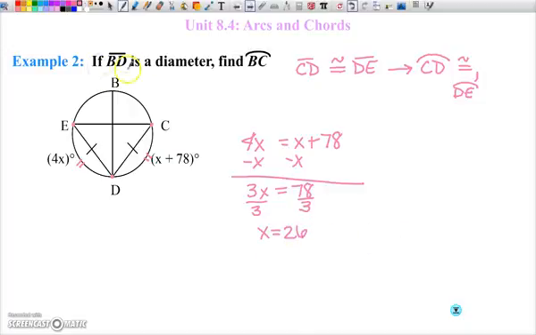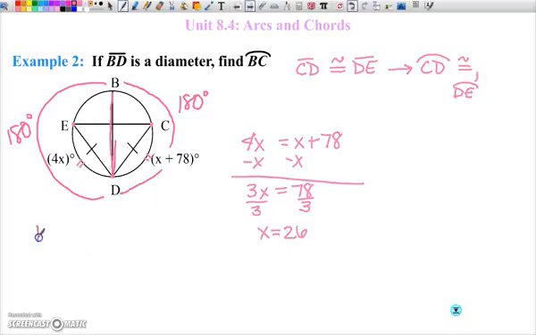Now, come back here. If BE is a diameter, well, why would that be important for this problem? Well, what that means then is we have a total from here all the way to here of 180 degrees, and from here all the way to here is also 180 degrees. So what that means is that our arcs BC plus CD together make 180.